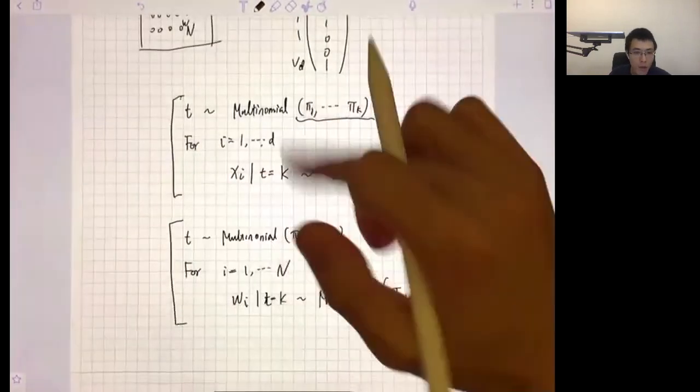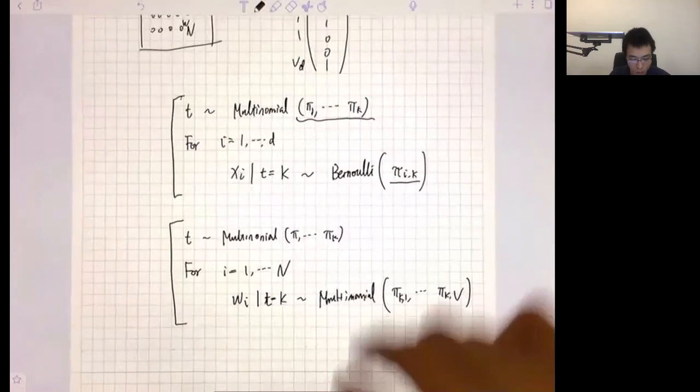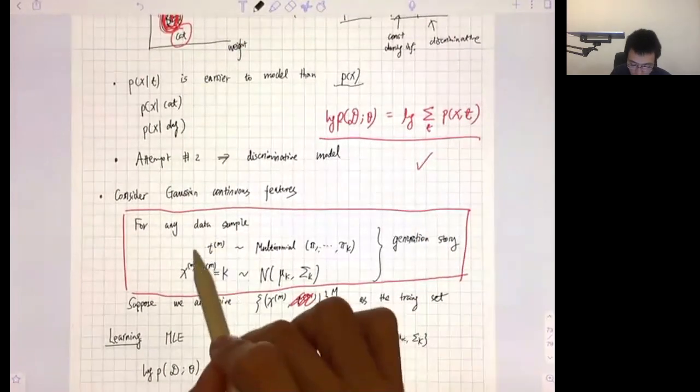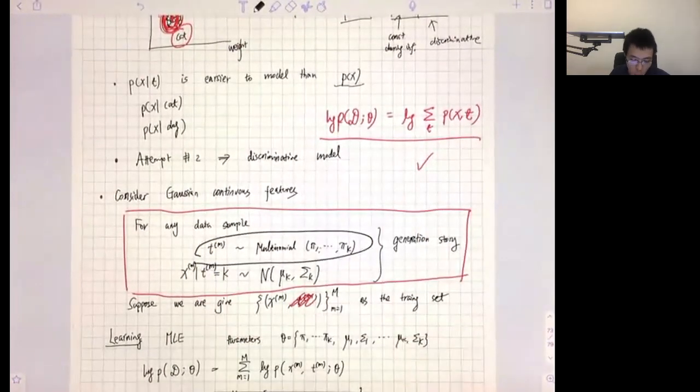And the parameter estimation for this should be simple. It's just counting. It's the same as estimating the categorical distribution for the Gaussian discriminant analysis. It's just counting, and the details are omitted. I don't want to present them now.